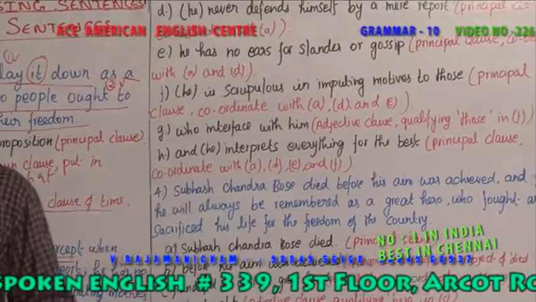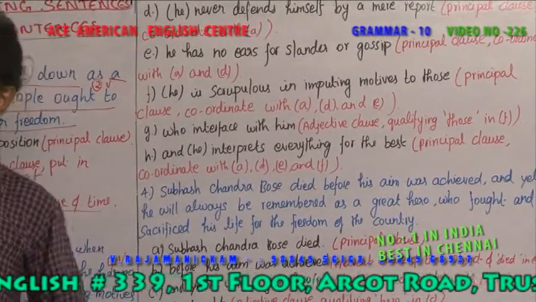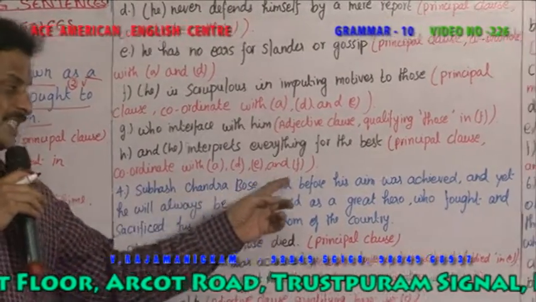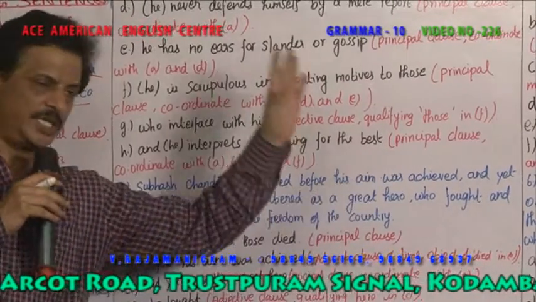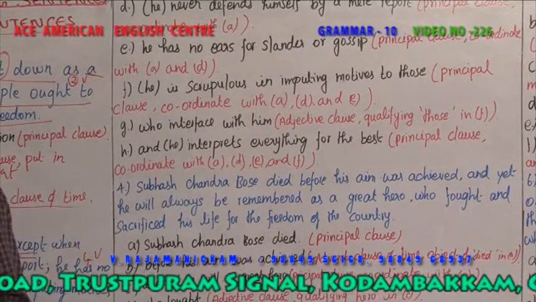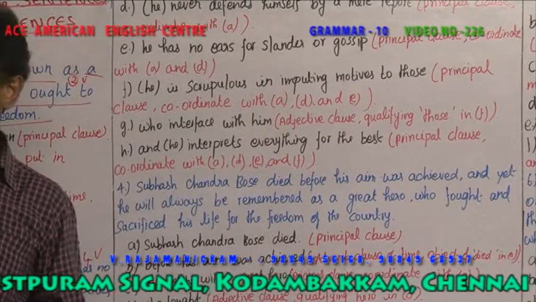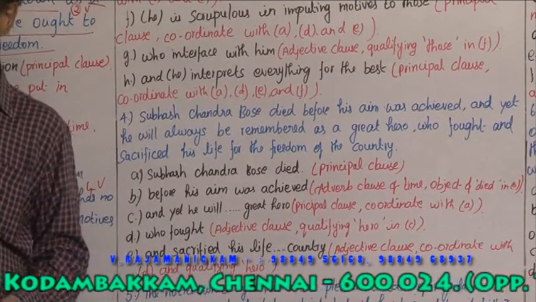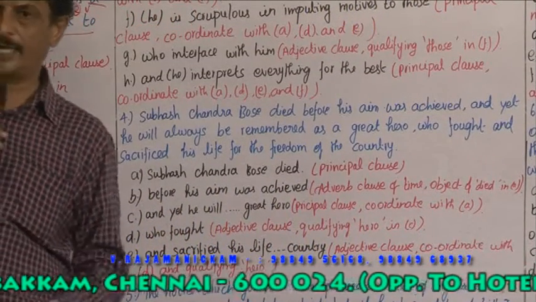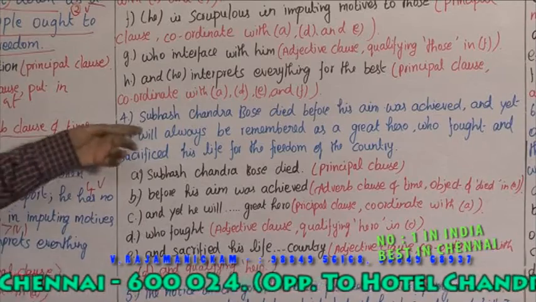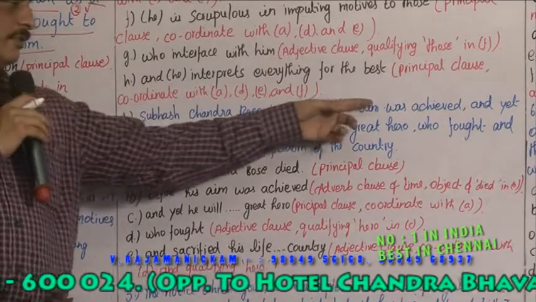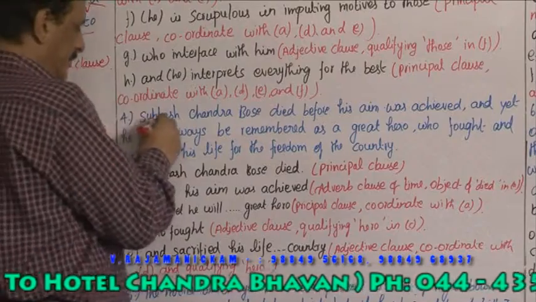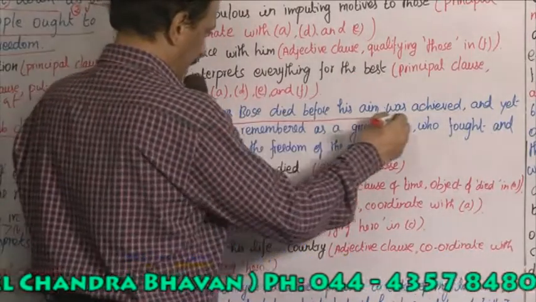Now you are coming to an easy topic. Subhash Chandra Bose, he was the freedom fighter. Subhash Chandra Bose died before his aim was achieved, right? Before 1947, I believe 1942, they waged a war against India, the National Liberation Army. And he died before India's independence. Subhash Chandra Bose died before his aim was achieved, right? It is a full sentence, you agree with that. It gives complete meaning.